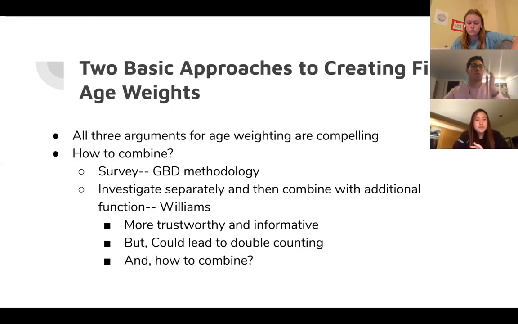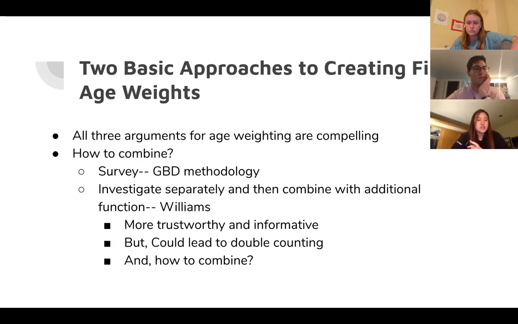So we have two basic approaches to creating final age weights, and we think that all three arguments for age weighting are compelling reasons to want to age weight. So this leaves the challenge of combining all three justifications into a single weight. One way to do this is to simply survey people and ask them to make comparisons between extending the life of people of different ages. This is basically the methodology taken in the surveys used by the Global Burden of Disease study. Alternatively, we could investigate each of the three justifications separately and then combine each of those separate weights into some final age weight. This is the approach suggested by Williams in his criticism of the GBD study.